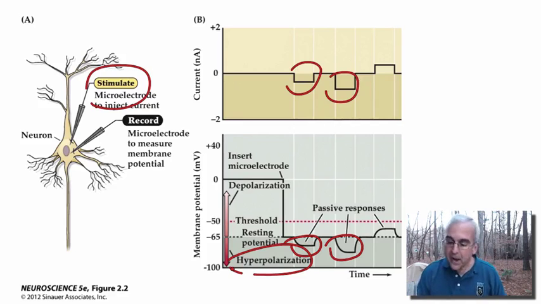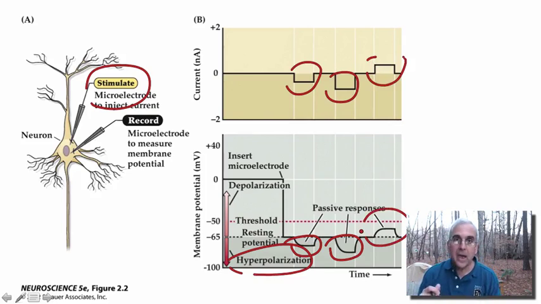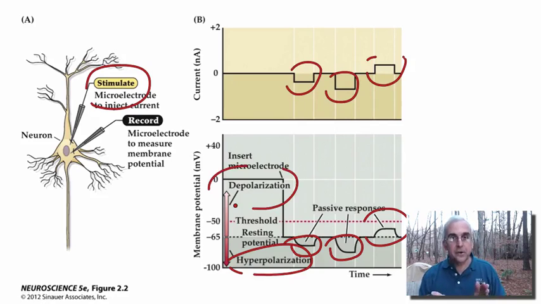Now, we can also pass positive current into the cell, and we see a decrease in the amount of polarization. We call that depolarization. So polarization refers to the magnitude of the potential, and if it's greater than rest, we call that hyperpolarization, and if that potential is less than at rest, we call that depolarization.